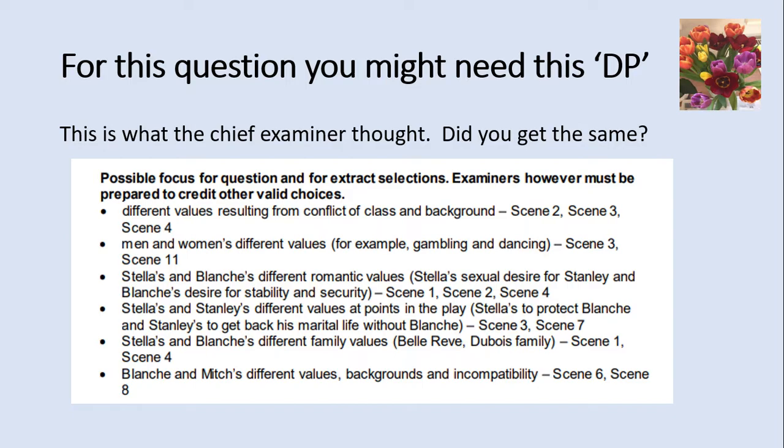They have focused though on the different values. So we've got the different values of class and background in scene two and scene three and scene four, looking at how Blanche reacts to the environment around her. You could also look at scene one as well for that. You could then look at men and women's different values. My favourite scene there, scene three, with the gambling scene, my whole theory there, obviously, about the survival of the fittest, that this is actually some kind of wildlife documentary we're watching at this point, where it's about pack mentality. But a wonderful example there of masculinity and femininity in scene three.